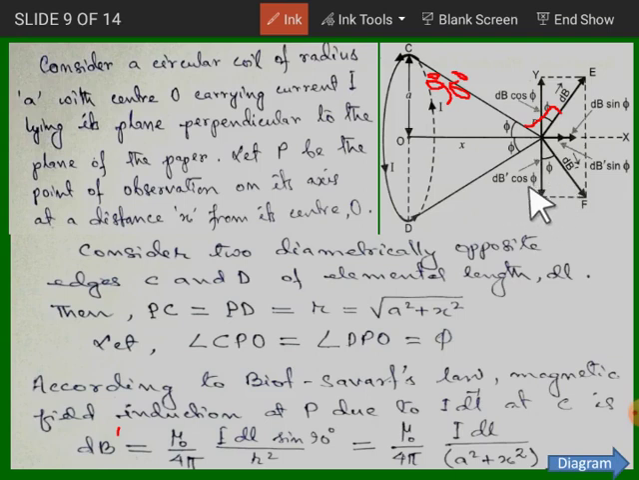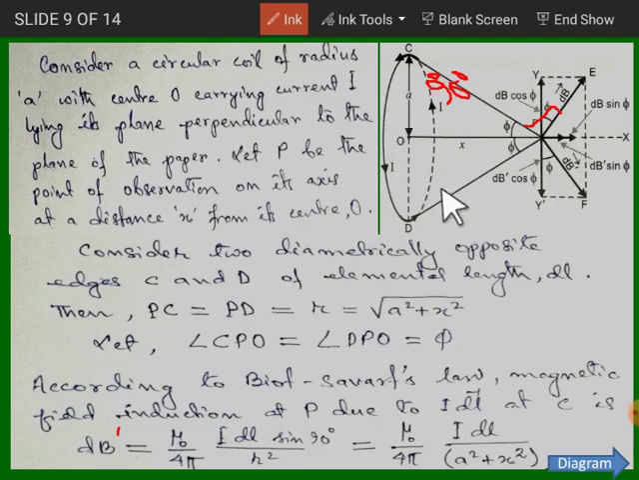dB prime cosine phi, and this one will be dB sine phi. So these two, dB cos phi and dB prime cos phi, as dB and dB prime are of the same magnitude, they will cancel each other, they will neutralize each other, and only the horizontal component along the axis will be there. So this will hold good for any two diametrically opposite sides.